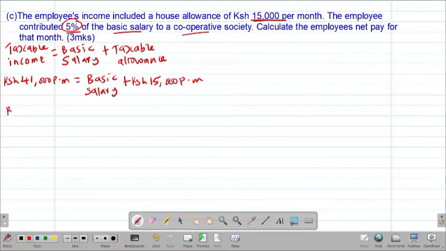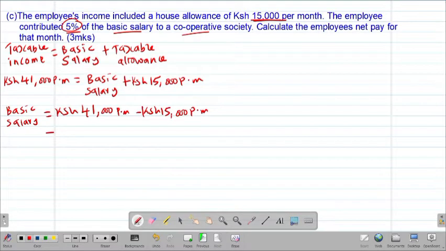So this simply means that our basic salary will be equal to the taxable income, which is 41,000 Kenya shillings per month, less the house allowance of 15,000 shillings per month. So 41,000 minus 15,000, your calculator will give you a total of 26,000 shillings per month. Therefore, this is our basic salary.